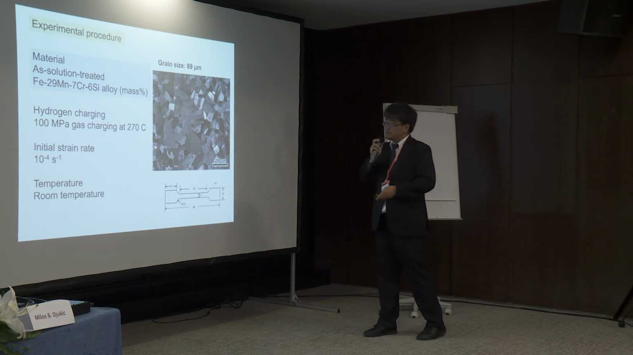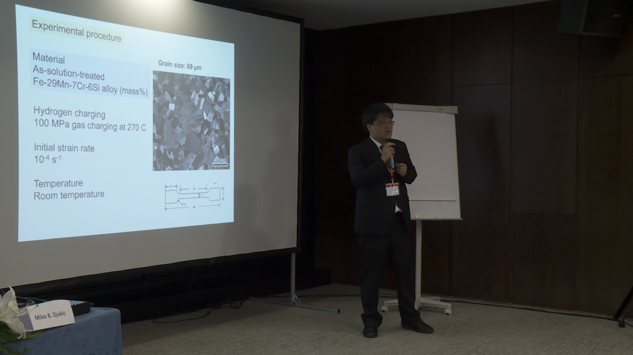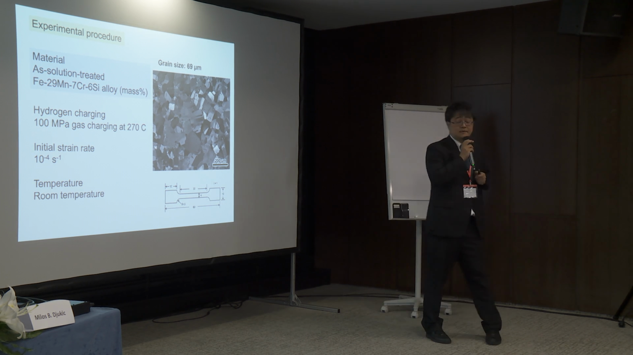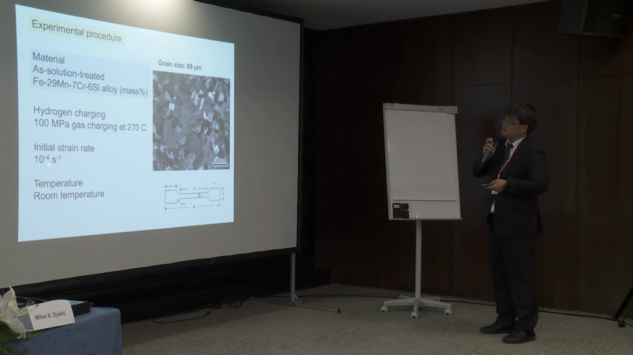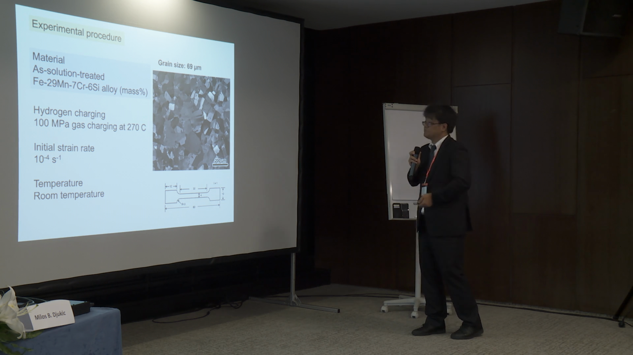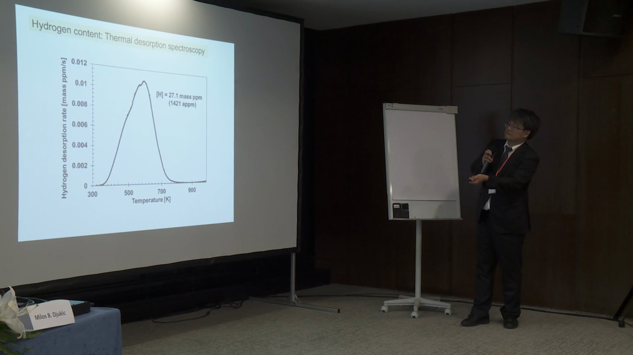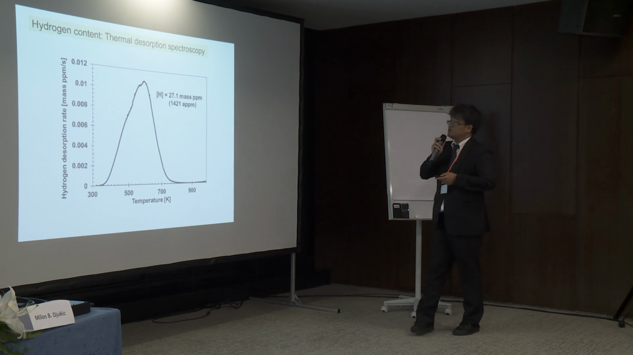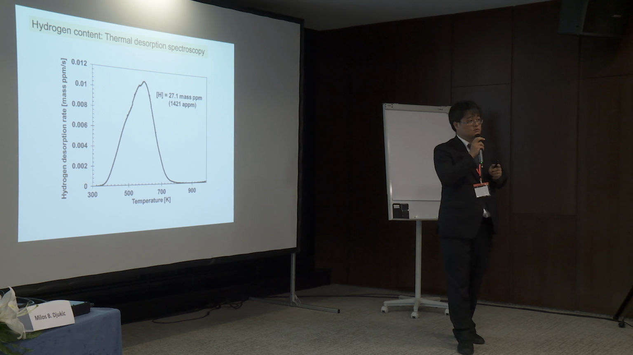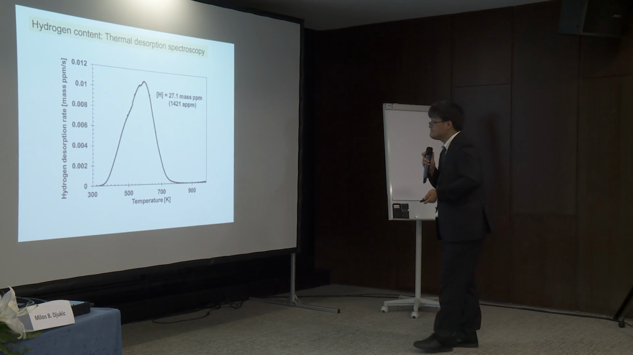Then we selected the material that can show the deformation-induced HCP martensite transformation without pre-existing HCP martensite. Then hydrogen was charged at 100 megapascal. Then the strain rate was relatively low, at room temperature. With this condition, the introduced hydrogen concentration was 27. Just a number.